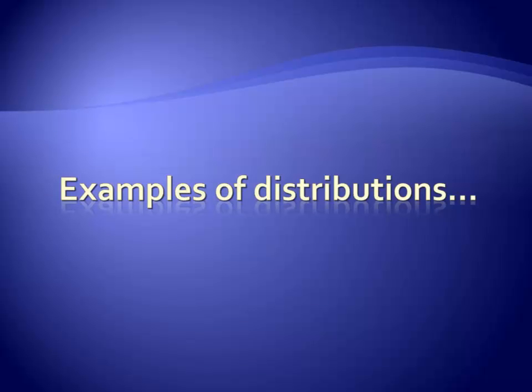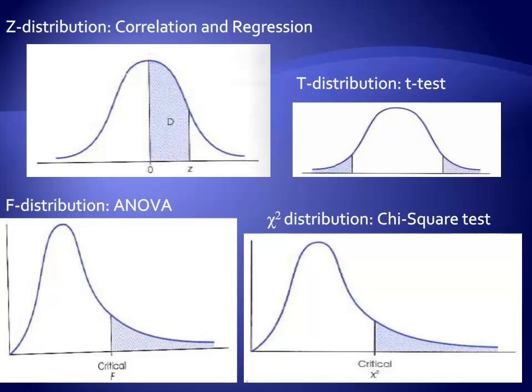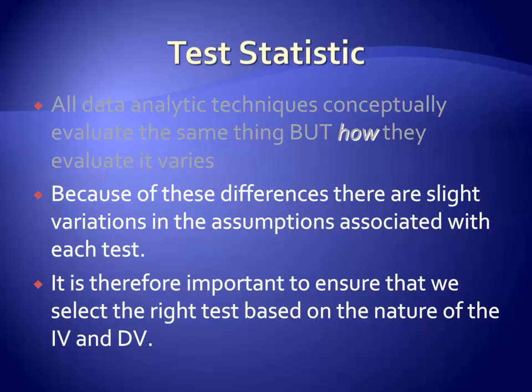Data analytic techniques also differ based on the type of distributions they use. After computing a test statistic, you compare it to where it would fall along a distribution to see if it is in the significant range. Different tests use different distributions with different shapes. This is just a sample of the different distributions used by different statistical tests. The fact that these tests use different distributions means that they're associated with different statistical assumptions. These assumptions are often tied to the nature of the independent and dependent variables.